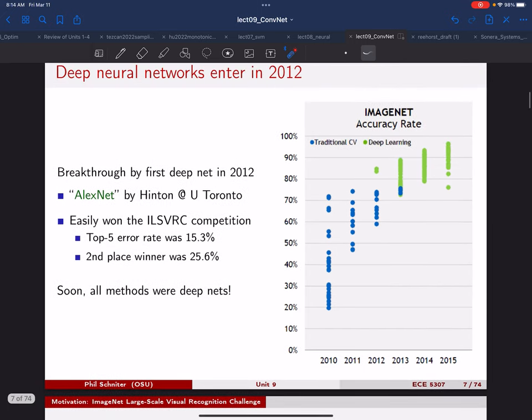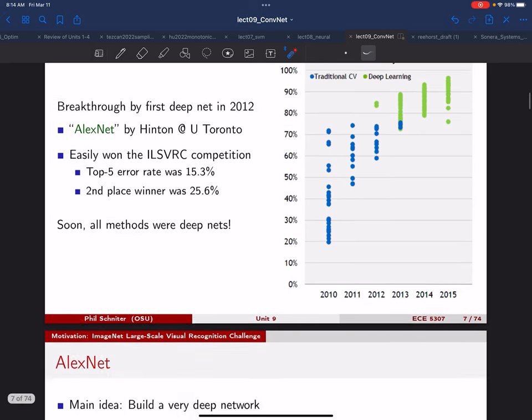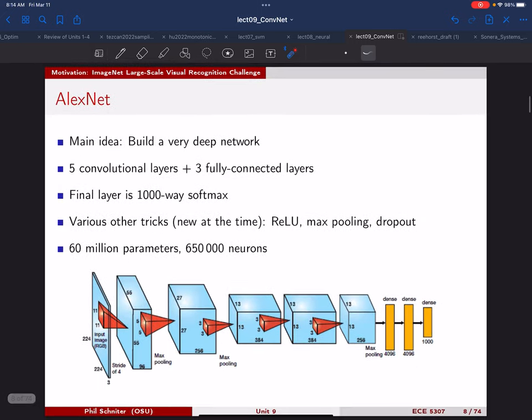A similar thing happened around the same time in speech. So it was in speech and image classification that this big breakthrough was made. And then in subsequent years, many, many other fields.